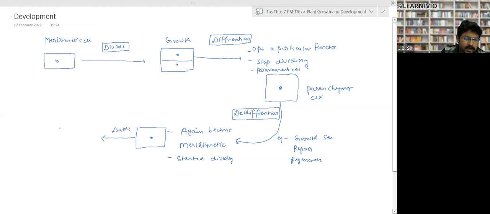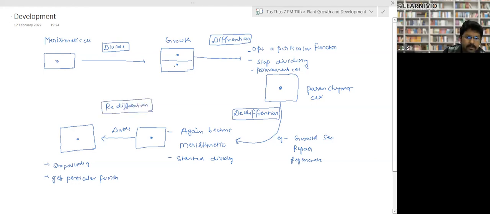उसके बाद ये फिर से डिवाइड करेगी, अगेन डिवाइड, और डिवाइड करने के बाद फिर स्टॉप डिवाइडिंग, ठीक है, गेट पर्टिकुलर फंक्शन, फिर से कोई काम ऑप्ट कर लेगी. तो इस प्रोसेस को हम दोबारा से क्या बोलेंगे, रीडिफरेंशिएशन. क्या मेरी बात आपको समझ में आ गई, इज इट क्लियर?